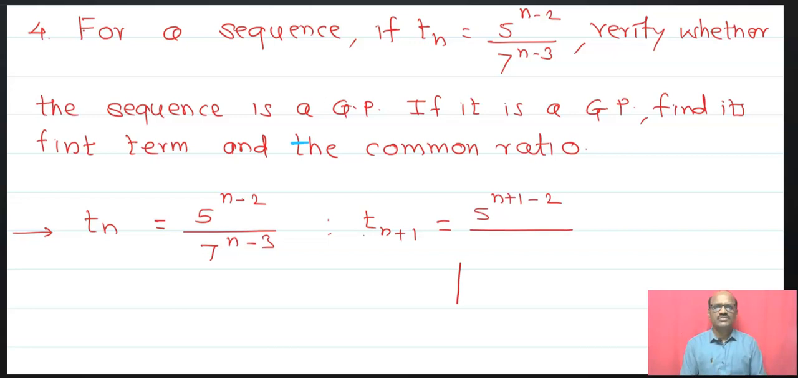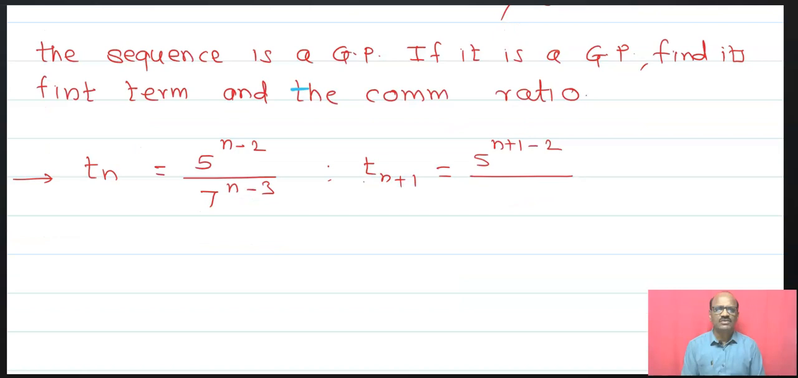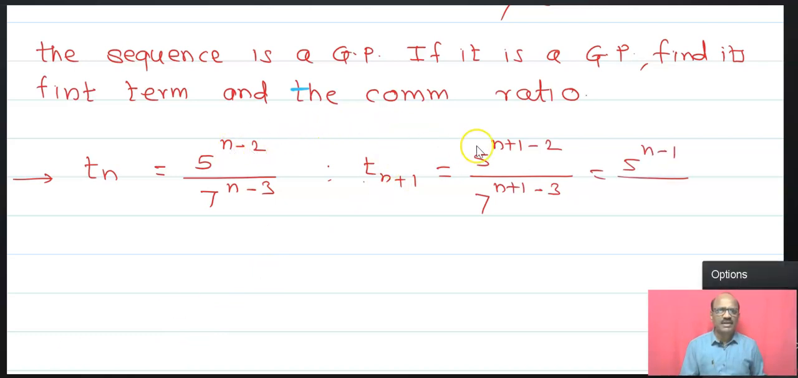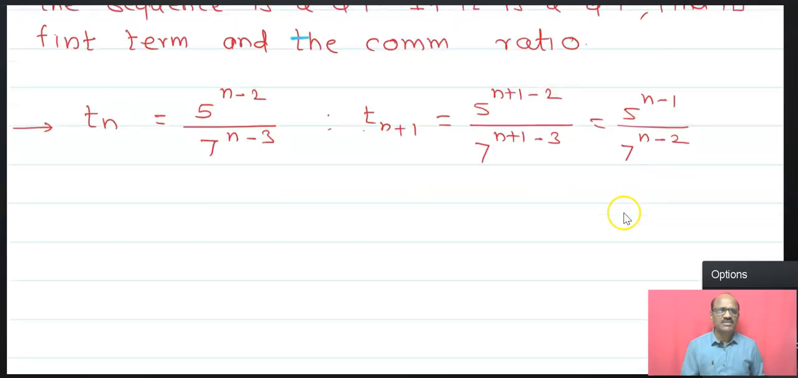Tn is equal to 5 raised to n minus 2 upon 7 raised to n minus 3. Here, for Tn plus 1, I replace n by n plus 1. So in 5 raised to n minus 2, plus 1 and minus 2, you will get 5 raised to n minus 1. And in 7 raised to n minus 3, plus 1 and minus 3 gives 7 raised to n minus 2.